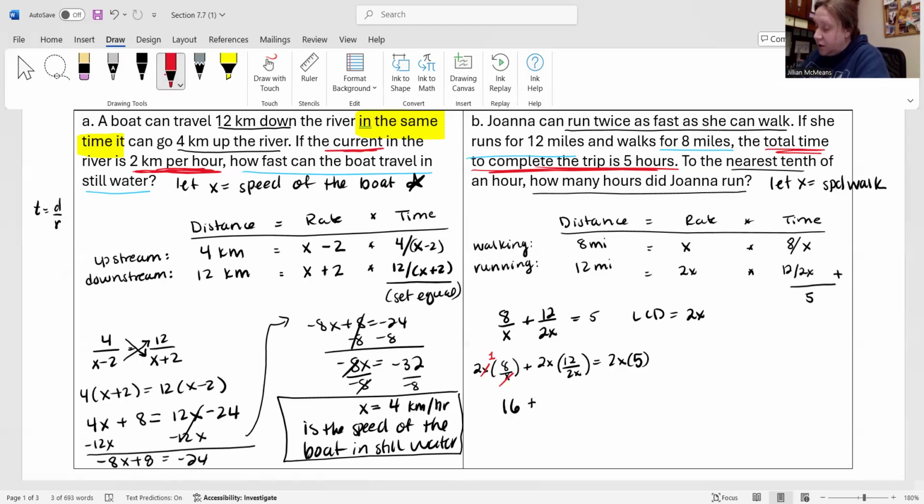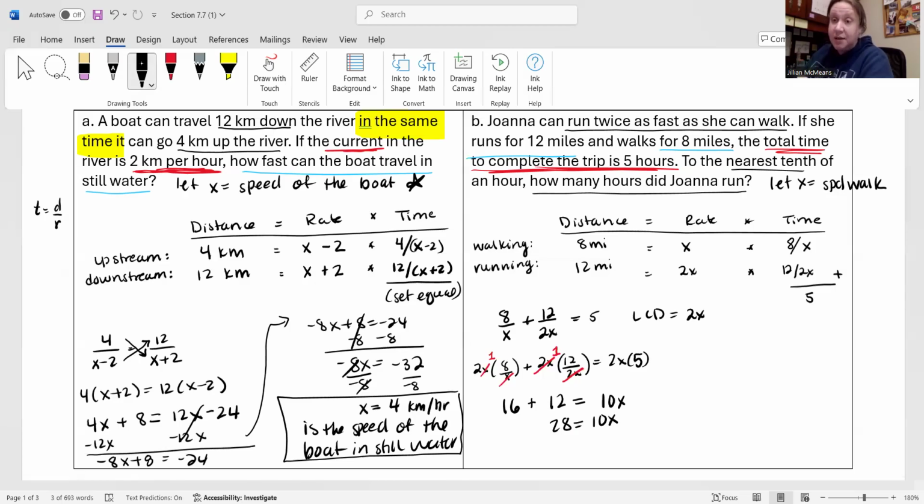For my second term, 2x in the denominator divided by 2x into the LCD is just 1. So 1 times 12 is 12. So my second term simplifies to plain old 12. And then my third term is just 2x times 5, which is 10x. So on the left, I get 16 plus 12 is 28. So 28 equals 10x.